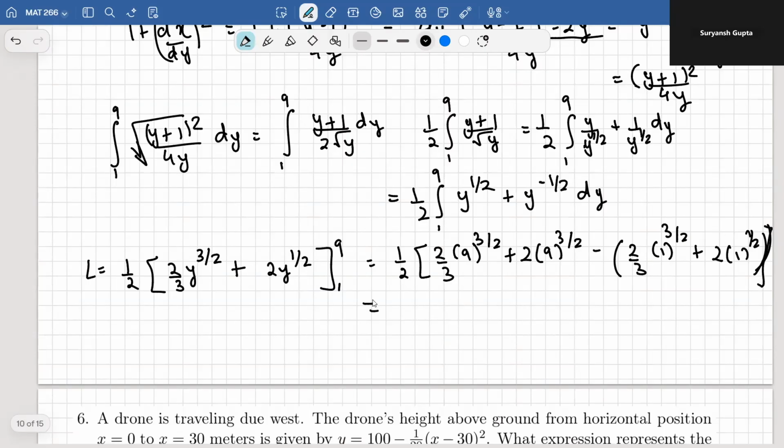When I simplify all of this, I get L is equal to 1/2 times 64/3. And my final answer is then 32/3. And that's the arc length of the function.